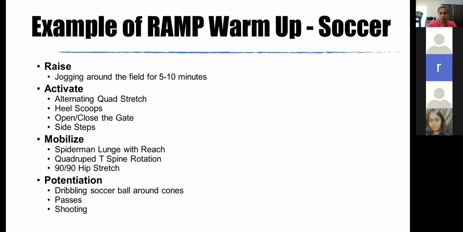And usually, you might be doing this up and down half the field, doing these stretches. And then mobilize, you might get into more specific movements here that are really going to get the joints primed, as now the intensity is going to go up a bit. And then in potentiation, you're going to now use the soccer ball and do those sport specific movements. This is not the only way you can make a soccer warm up. Obviously, there's many different ways, and I'm sure every coach does something different. So again, understanding there's not one way to do everything. You just have to sequence it appropriately of what would be best for your athletes or your clients.